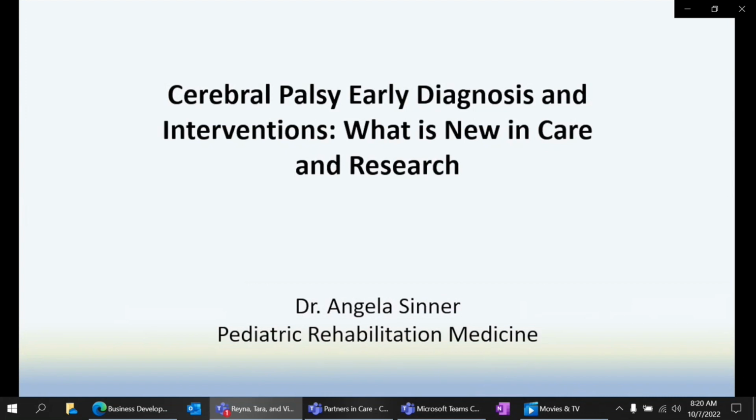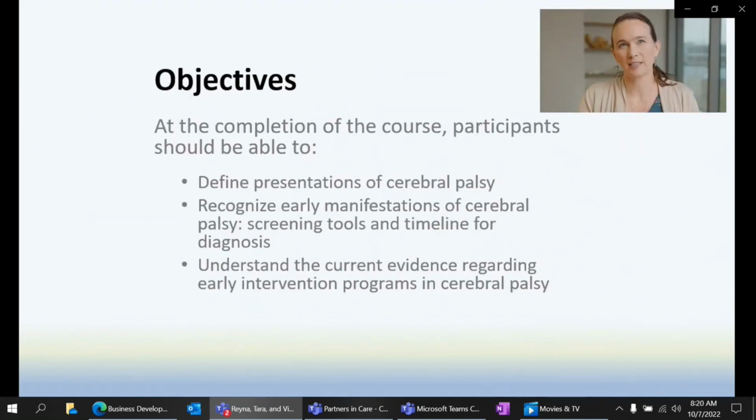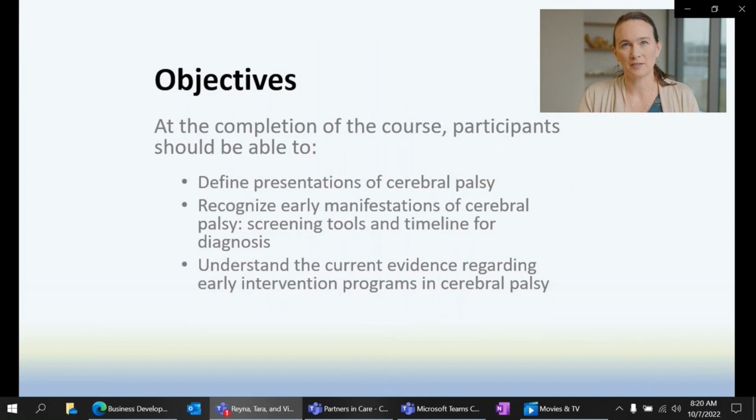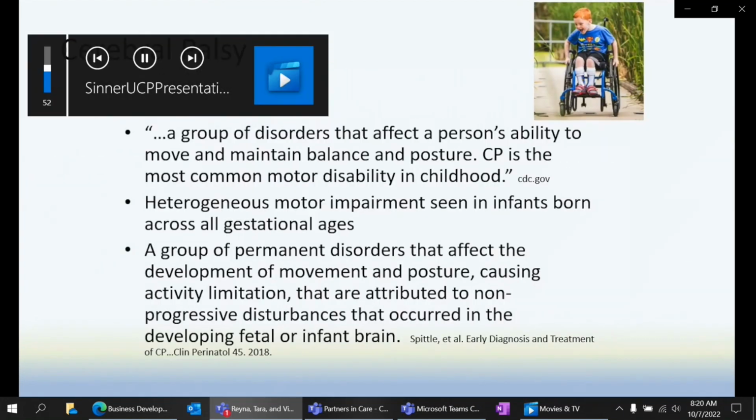The talk today is going to start by discussing some presentations and definitions of cerebral palsy, so we're all on the same page and understanding. We're going to then talk about early manifestations of cerebral palsy, including screening tools and a timeline for diagnosis, and why early is better. We're also going to talk about evidence regarding early intervention programs in cerebral palsy and what we know.